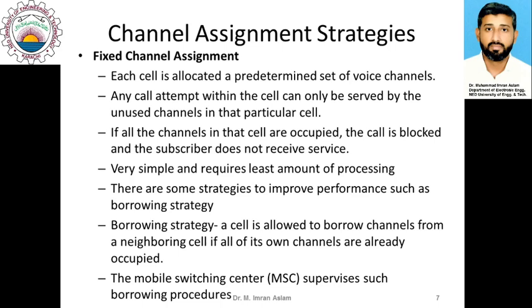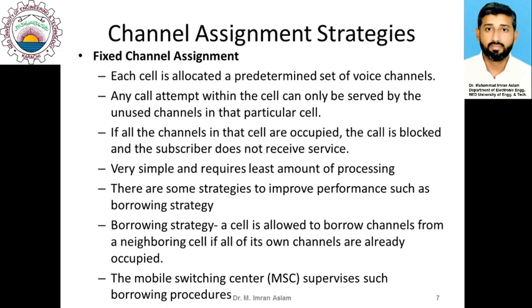So basically the base station has control over the allocation of the channel to any user or subscriber, because the channels are dedicated to that particular base station. This strategy is relatively simple and requires very little processing, but it has a drawback that it has a higher probability of blocking. Once all the channels get occupied, a new call attempt cannot be entertained.